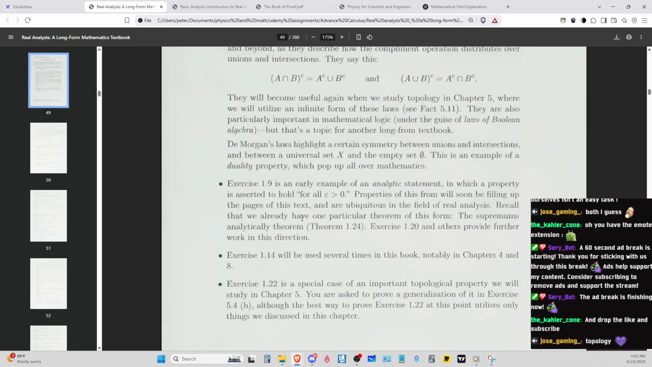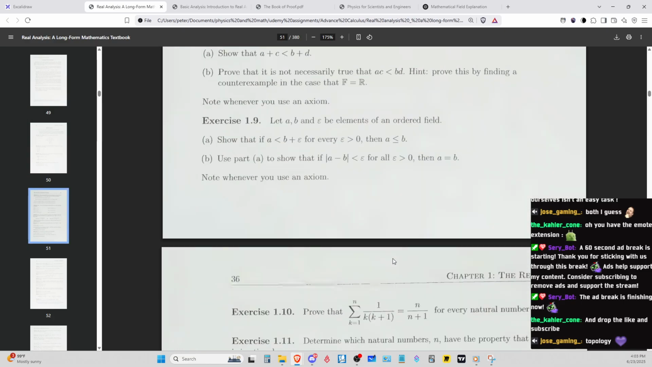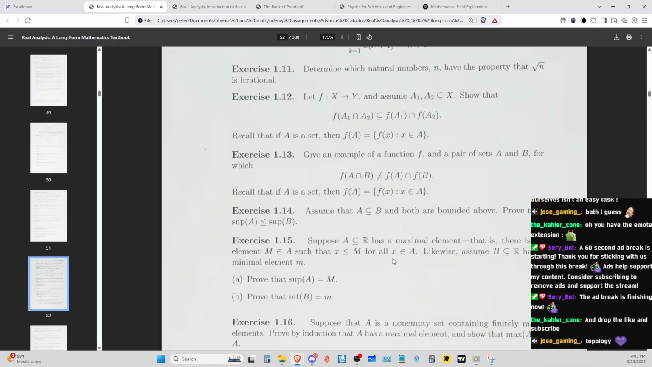Yeah, because then we have, what is 1.14? We can take a look at that one too. 1.14. Okay. Oh, this one's just a one-parter. Assume that A is a subset of B, and both are bounded above. Prove that the supremum of A is less than or equal to the supremum of B.